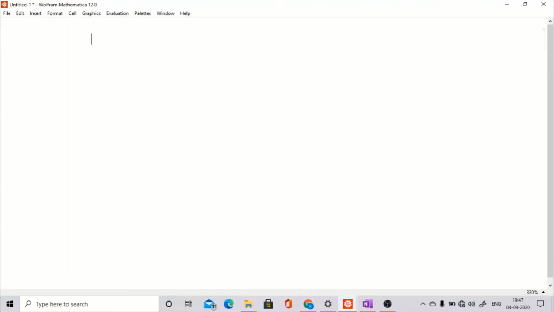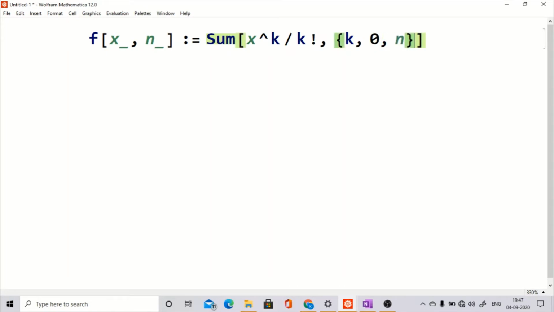So let me take an example. Let me define a function f of x and n equal to sigma of x to the power k by k factorial, and k is varying from 0 to n. Okay, so this is my function. So it is basically sigma of k equal to 0 to n of x to the power k by k factorial, and let me execute this.